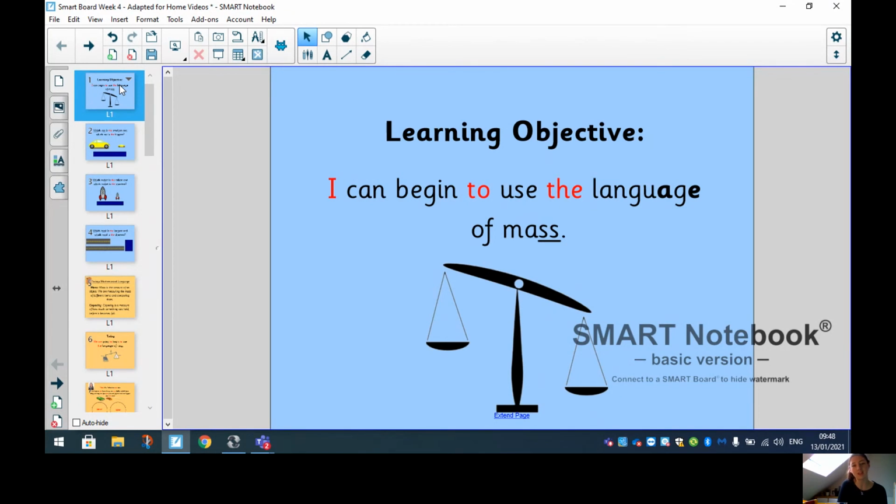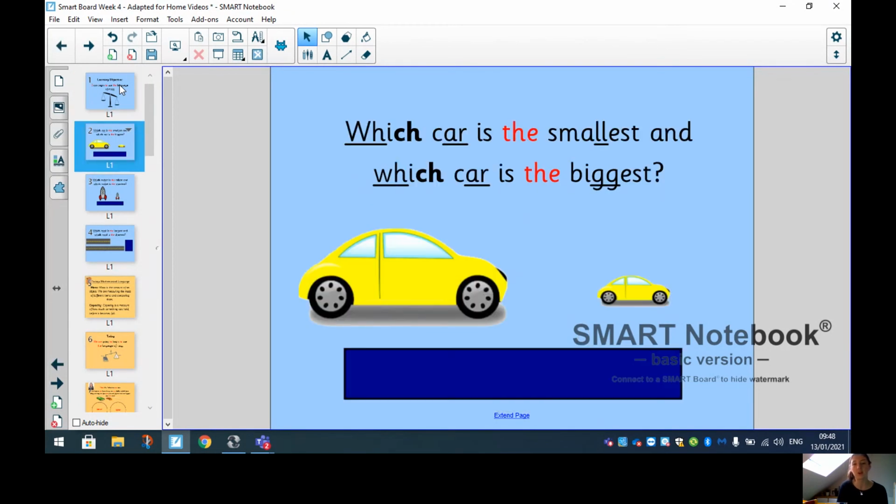Okay, let's start with our starter activity. So, which car is the smallest and which car is the biggest? When we look at these two cars, we can see that they are the same, but they are different sizes. One is small and one is big. Have a look. Which one do you think is the biggest and which one is the smallest? Tell your adult.